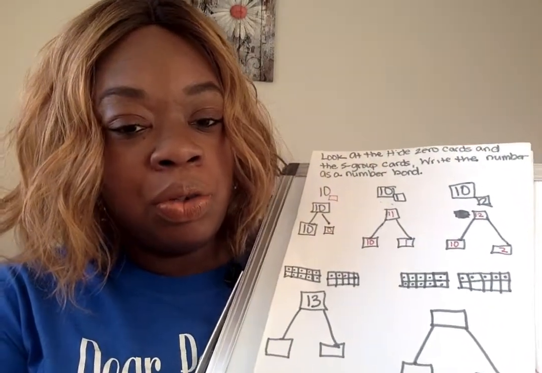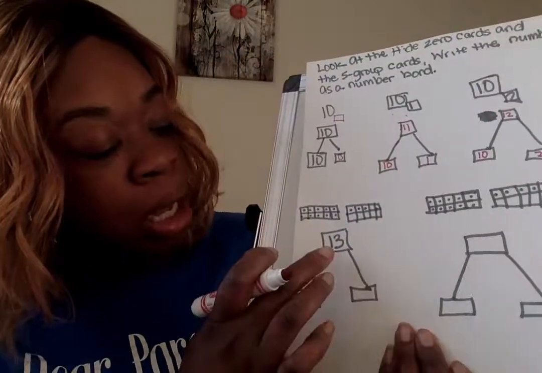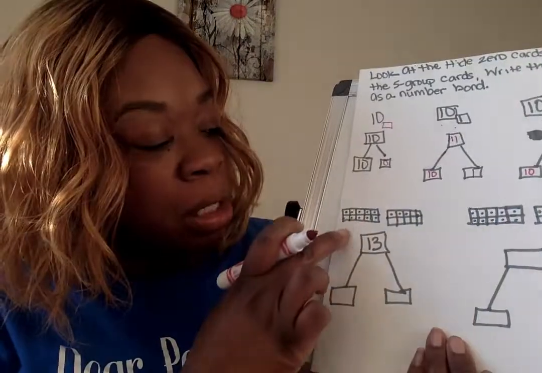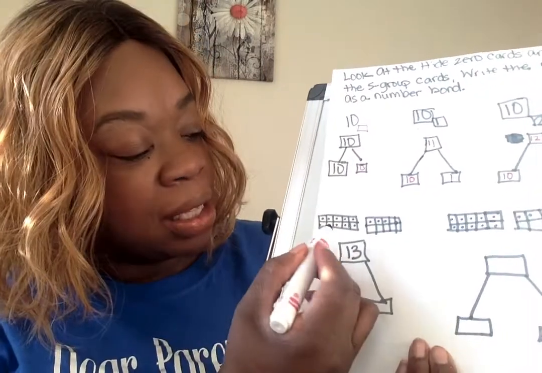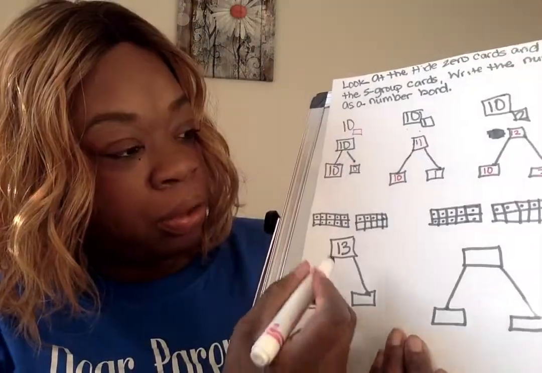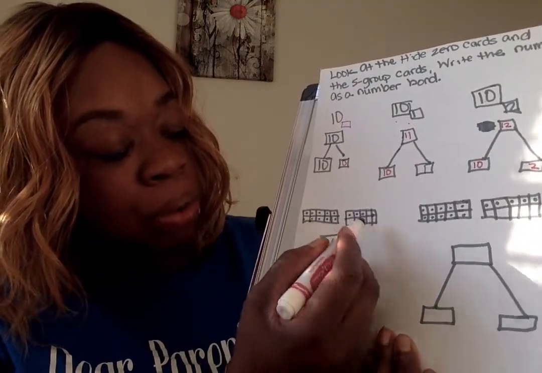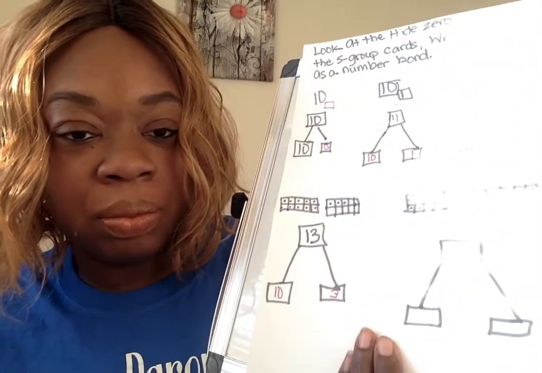Now we're going to use our five group cards. So we have 13. The whole is given to us. Now we need to break it down. We can use the 5 group cards to help us remember. I can see that there are 10 here. All right, I write the number 10 here. And then I need to count to see how many go here. 1, 2, 3. So I write the number 3 here, and we know that that is 13.